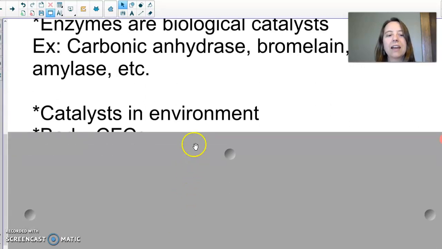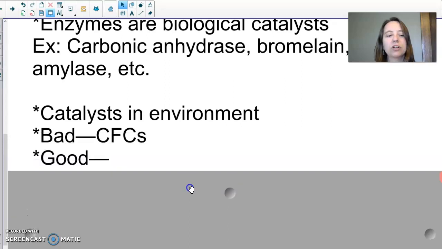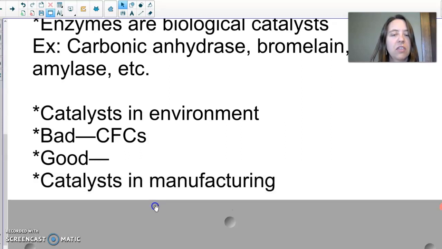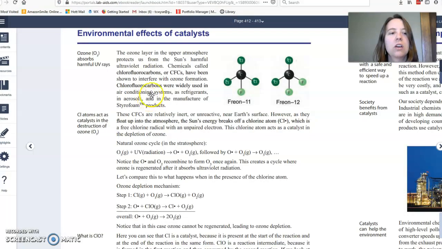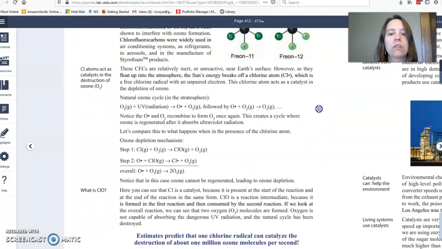There are also a lot of catalysts involved in the environment for good or for bad. A bad example are CFCs, chlorofluorocarbons. And then good, well, we can come up with a couple examples of that. And then we're going to talk about catalysts in manufacturing. Looking in our book on page 400, we see CFCs, chlorofluorocarbons, and these are used in air conditioning systems, refrigerants, aerosols, and in the manufacturing of styrofoam.